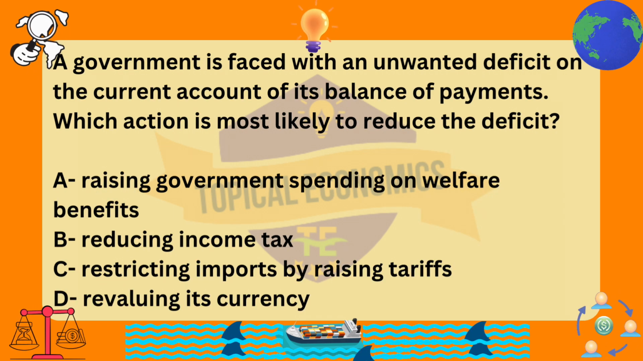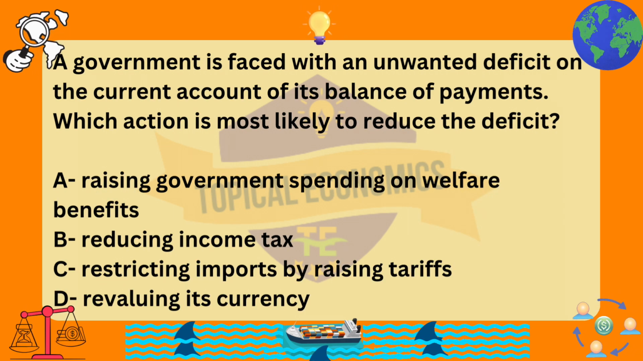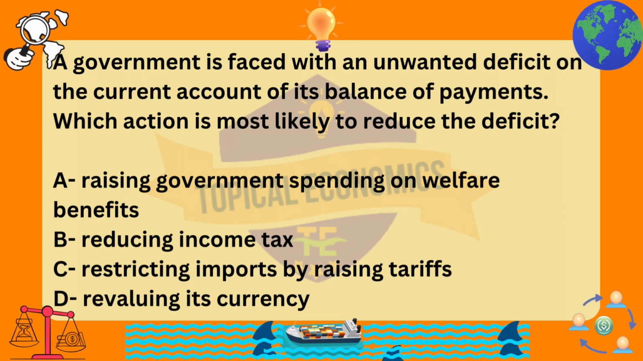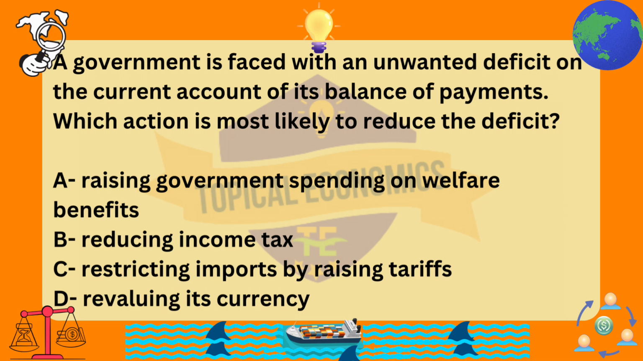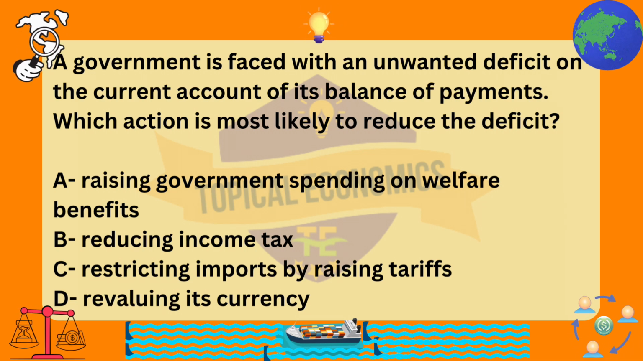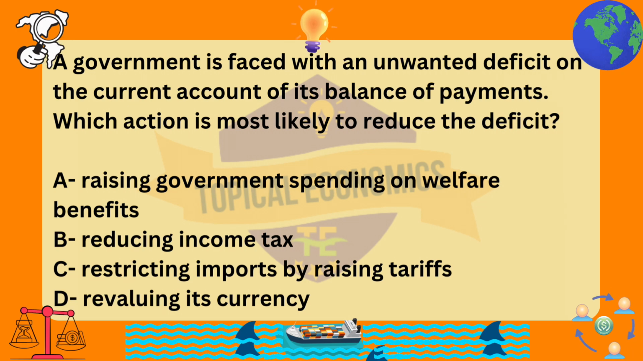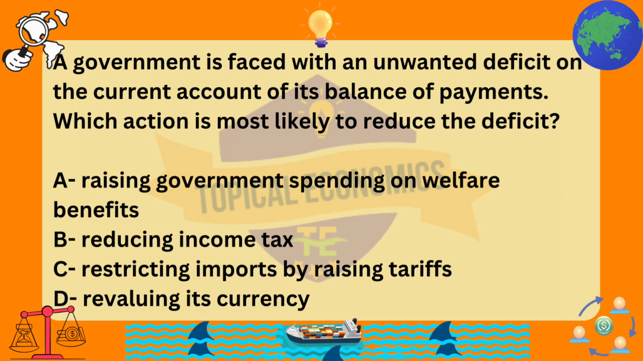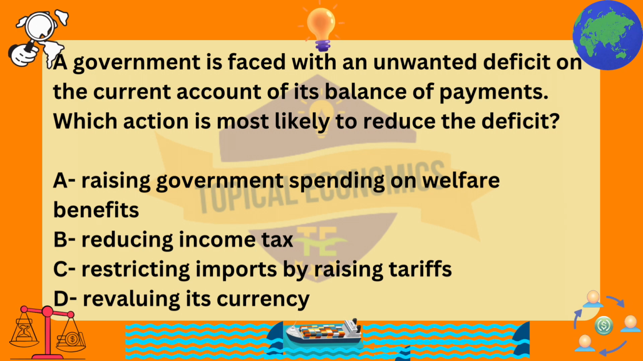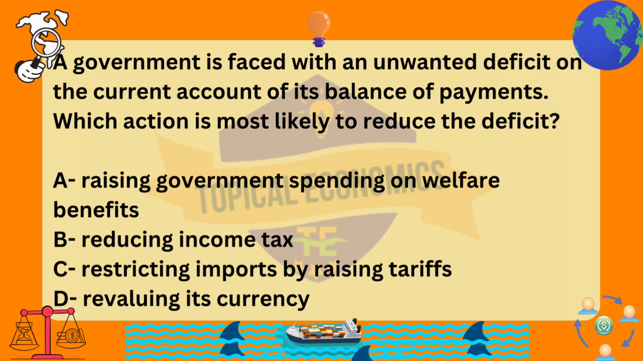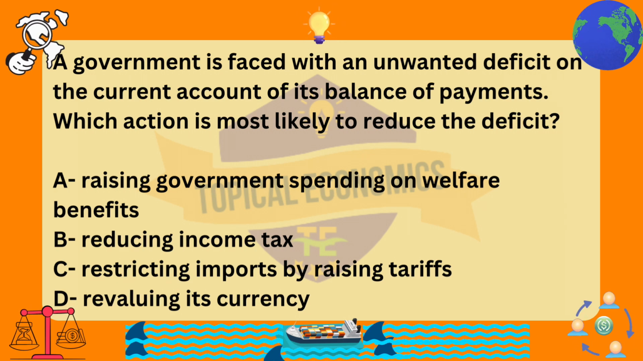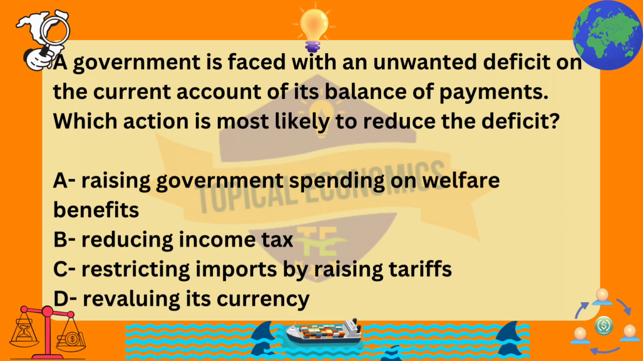A government is faced with an unwanted deficit on the current account of its balance of payments. Which action is most likely to reduce the deficit? A. Raising government spending on welfare benefits. B. Reducing income tax. C. Restricting imports by raising tariffs. D. Revaluing its currency. Reference: 2020 October-November version 1. The correct answer for this question is option C. Restricting imports by raising tariffs.